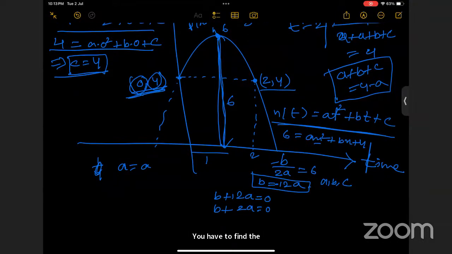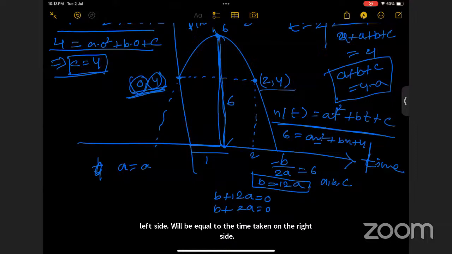See, this ball is considered to be following a path of a parabola, and 6 is the maximum height it is reaching. So the time taken on the left side will be equal to the time taken on the right side. That's simple, ma'am. But it is thrown from the ground, right? I'm not considering from the x-axis from below, ma'am.